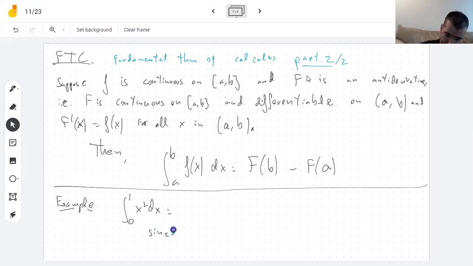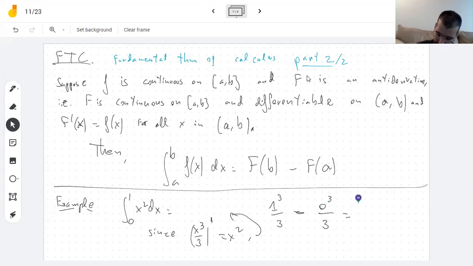But since I can find very easily a function that has derivative x squared, what am I doing? The derivative of x cubed divided by 3 is x squared. I can guess that in my head. What I need to do is evaluate the function at 1, evaluate it at 0, and subtract. And that gives me 1/3 minus 0/3. And I did that same thing in 10 seconds.